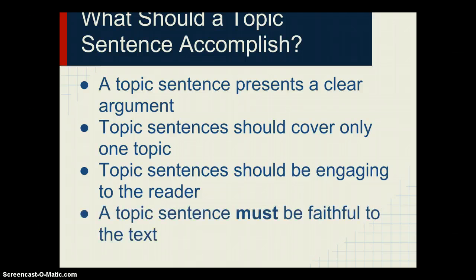Last, but most certainly not least, your topic sentence must be faithful to the text. If your argument relies on an idea that cannot be proved from the text, or is easily proven false by evidence from the text, your argument is invalid.